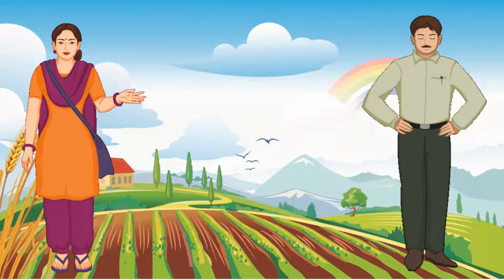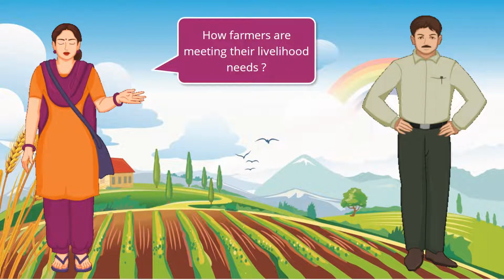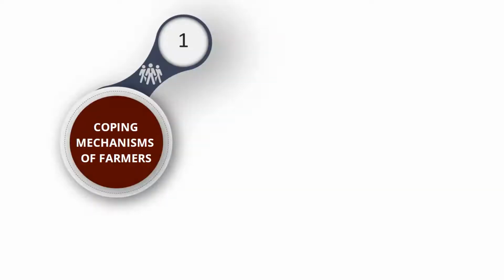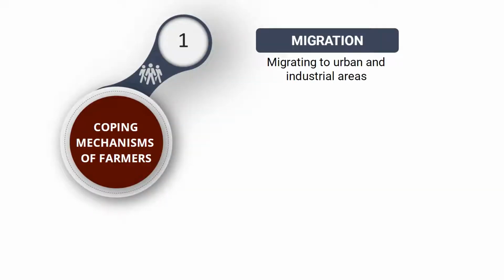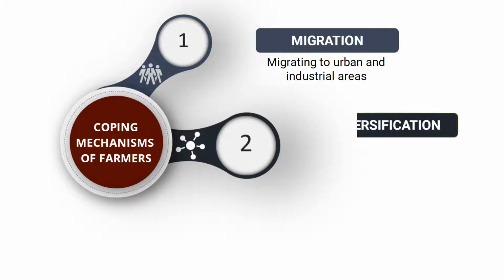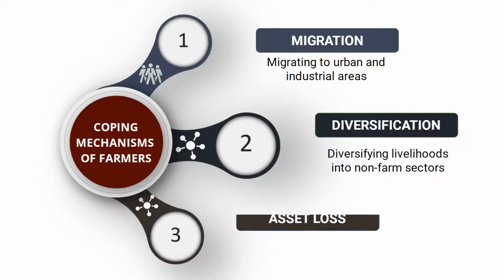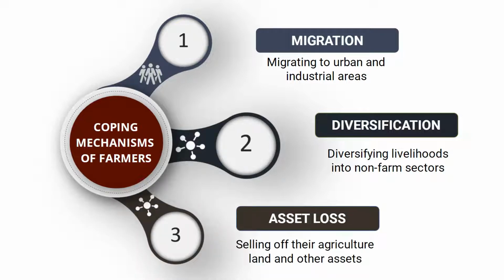Vinod, we have seen in the video that farmers are facing multiple problems. In such a situation, can you tell how farmers are meeting their livelihood needs? I have seen that smallholder farmers in our area are migrating to urban areas during the lean periods, diversifying their livelihoods into allied activities such as dairy, goatery, poultry, and starting non farm enterprises. In worse situations, farmers are selling off their agricultural land and migrating to urban areas.